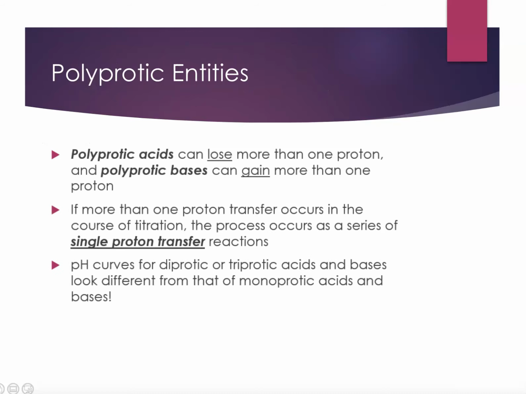Polyprotic acids are able to lose more than one proton, and polyprotic bases are able to gain more than one proton. The titration curves that we have looked at so far are monoprotic acids. The pH curves for diprotic or triprotic acids and bases look different.